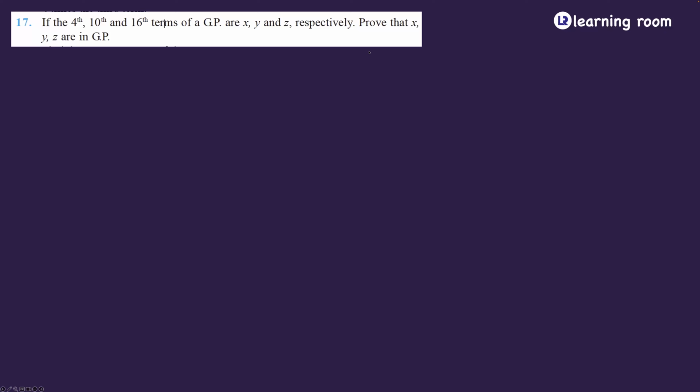Do it fast. If the 4th, 10th, and 16th terms of a GP are x, y, and z respectively, prove that x, y, z are in GP. So, even before you start, you tell me. If you need to prove that 3 terms are in GP, what is it that you need to get? Common ratio.